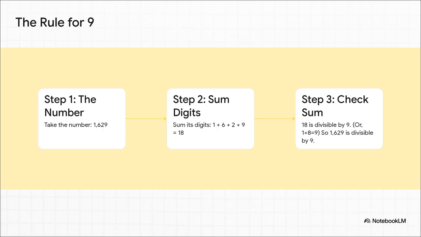We know 18 is divisible by 9. And just like with the rule for 3, if you somehow blanked on 18, you can just add its digits. 1 plus 8 is 9. It works like a charm.